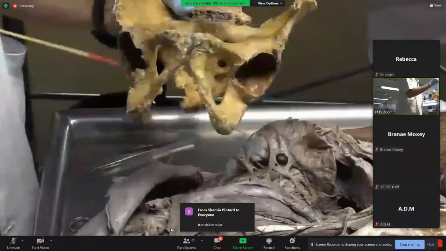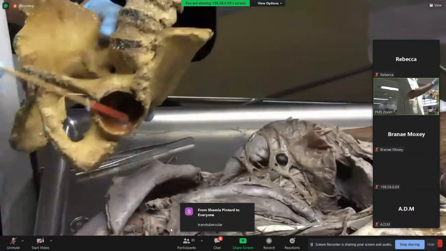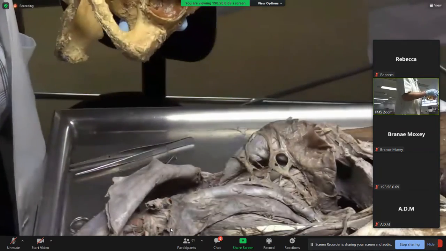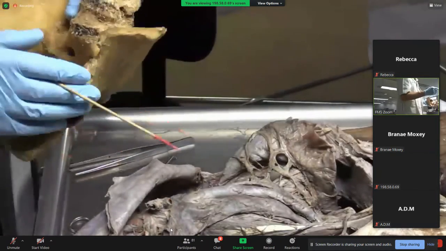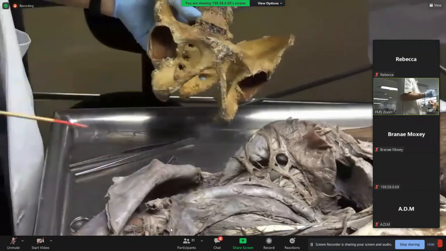Although for the posterior abdominal wall, you really get more when you do GU, so that's next semester. But I'm giving you a little prep on it.